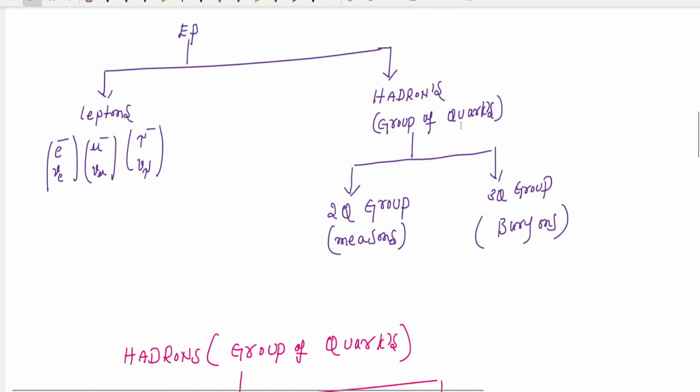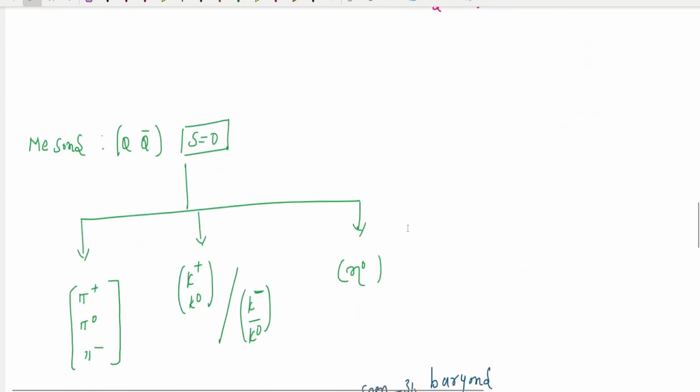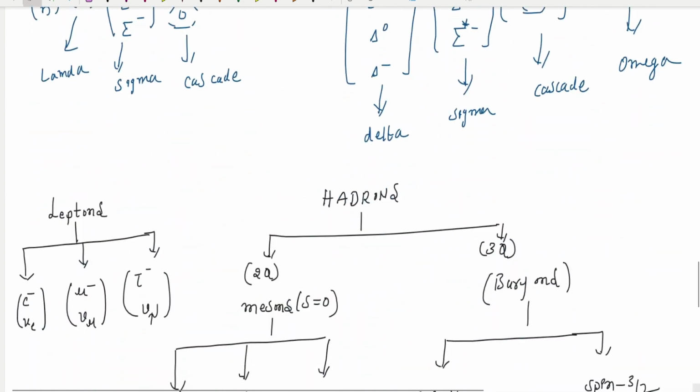Then we need to know what the leptons, hadrons, and a group of quarks, and the 2q group and 3q group, and their corresponding components are. This is the main classification. This is easy, right? The elementary particles are leptons and hadrons. Most of the questions are asked about leptons and hadrons. Here, the first thing we are going to discuss is the conservation laws.